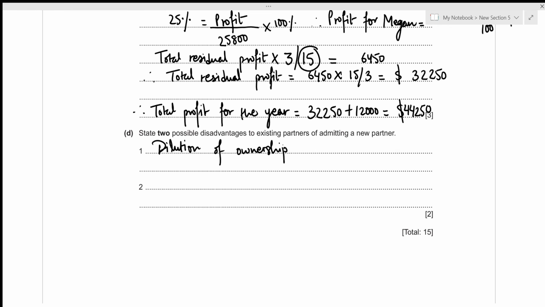And the next issue is also the sharing of profits, right? Because if we admit a new partner, we need to share the profits with that new partner as well, which just reduces the profit of our share. So that's just profits have to be shared. All right, this concludes the fourth part as well as the question.